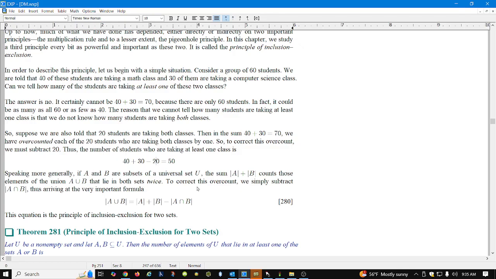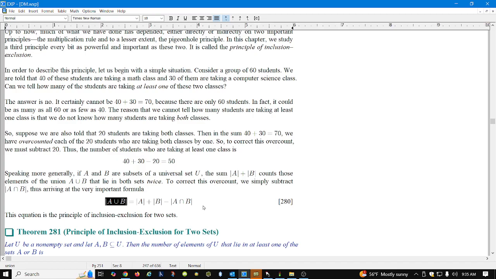So, speaking more generally, if we have two sets A and B, subsets of a universal set, the sum of the sizes of the two sets counts the elements in the union, A union B. Those are the elements that are either in A or B. It counts the elements that lie in both sets twice. Obviously, it counts them in the size of A and it counts them in the size of B. So we have to subtract the size of the intersection in order to get the size of the union.